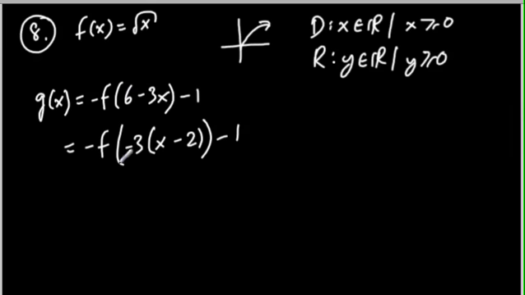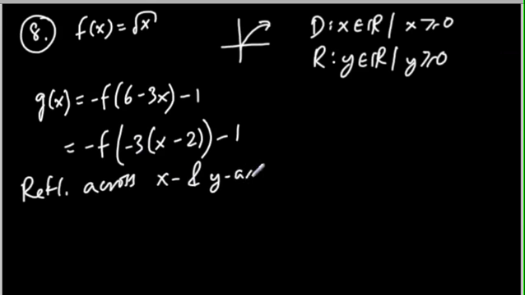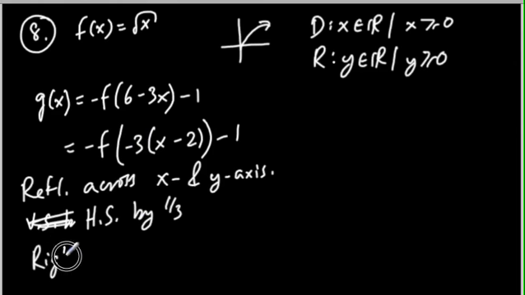It's minus 2 because negative 3 times negative 2 is positive 6. So let's look at the transformations. We see a reflection across the x-axis and the y-axis. There's no vertical stretch, sorry, but there is a horizontal stretch by 1/3. And then we can see it's right by 2, since it's negative inside the function. Right 2 and down 1, because it's negative 1.